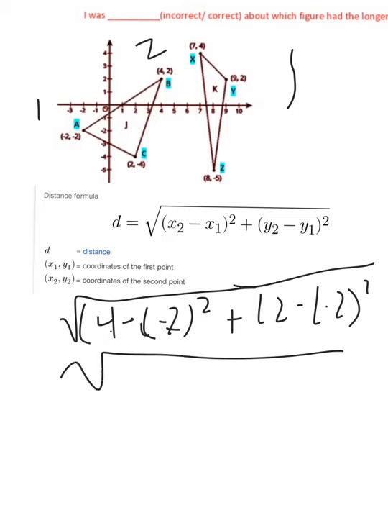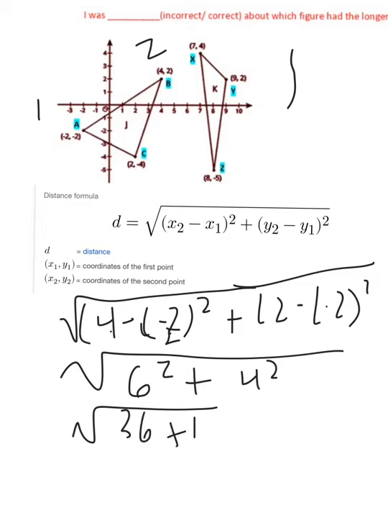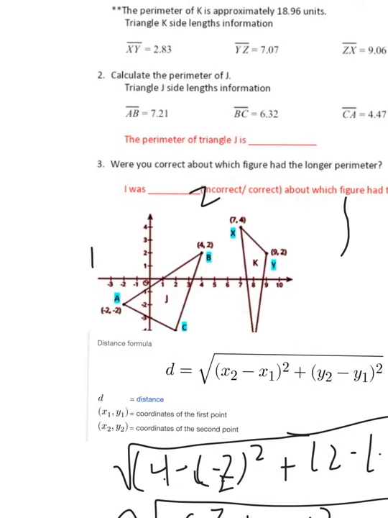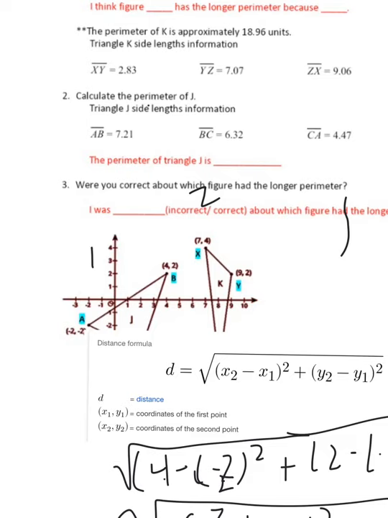So as we clean this up, 4 minus -2 is the same as 4 plus 2, so that would be 6 squared, plus 2 minus -2 is the same as 2 plus 2, so that would be 4 squared. 6 squared is 36, 4 squared is 16. That's the square root of 52, which is in fact 7.21. So again, just to confirm that, let's go back up to our problem, and there it is, 7.21. So that's where that comes from.